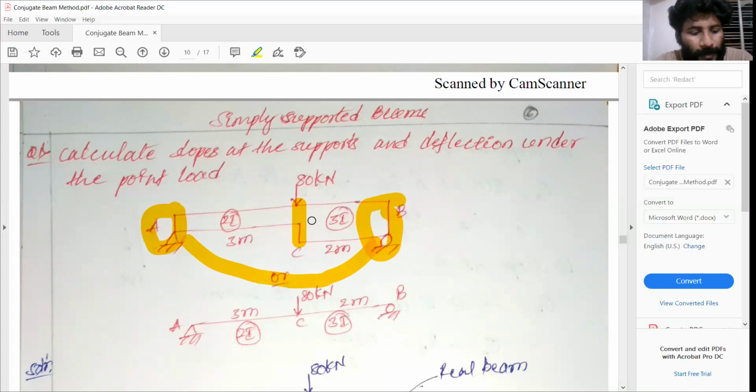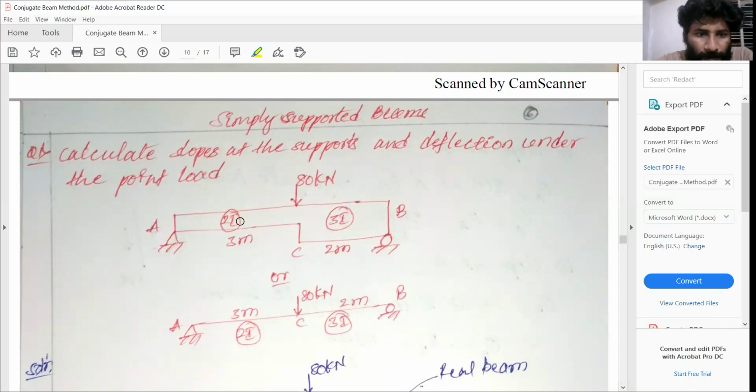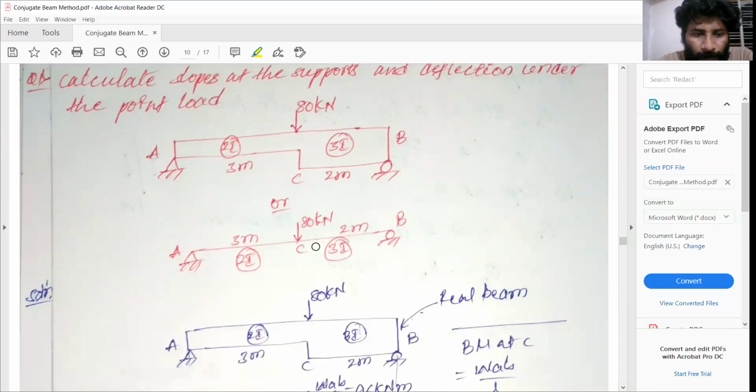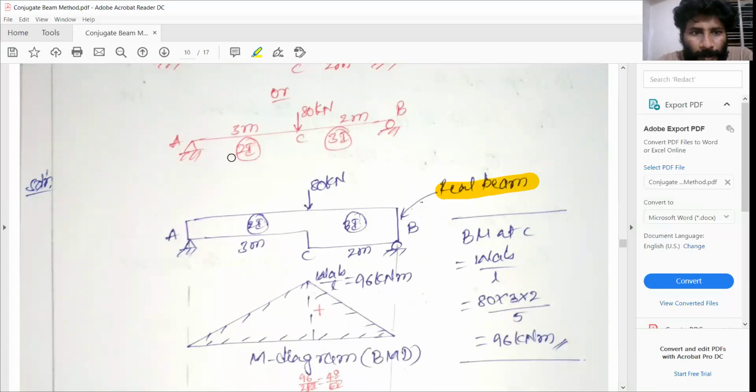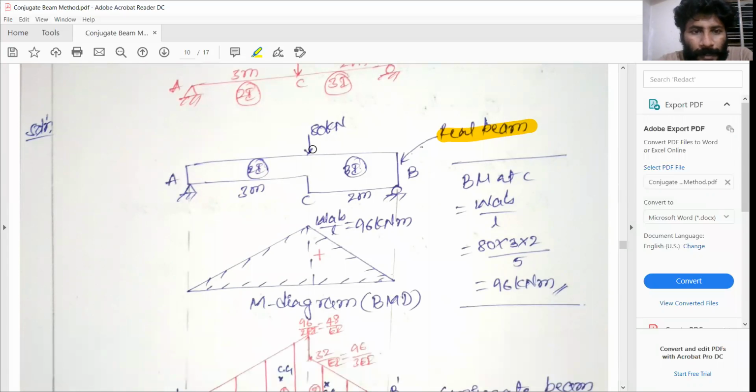So the beam is given here, with variable cross sections. Here you can see that 2I is given, 3I is given, and the span. The same beam is written here. You can see 2I, 3I, 80 kilonewton. And again, this is the real beam. Whatever beam is given, that's the real beam or actual beam. So we know that the point load is acting away from the center.